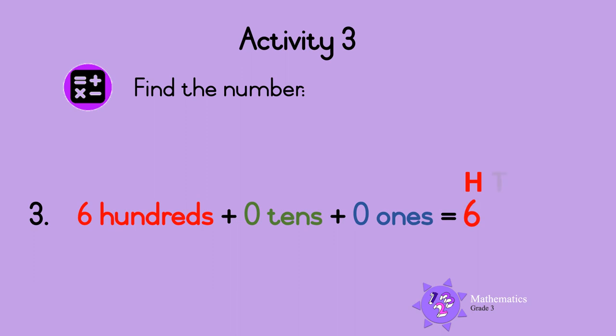0 tens, so 0 is in the tens column. And 0 ones, so 0 is in the ones column. Don't forget to write the zeros. If you don't write the zeros, the answer will be 6, and this is not correct. So the answer is 600. Well done.